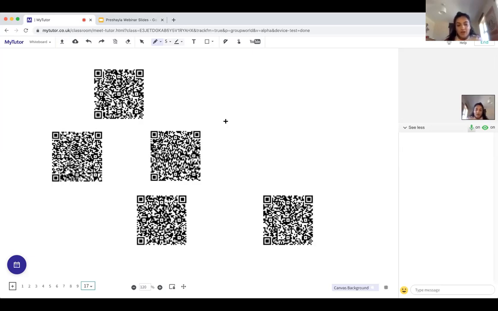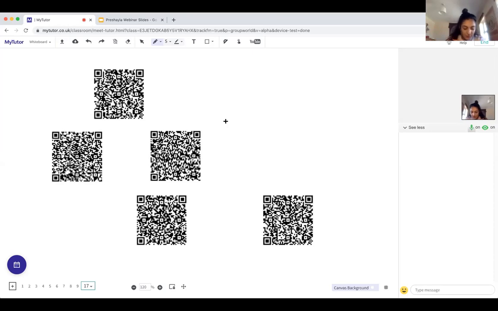Do bear in mind that there was some stuff we covered which was only for higher tier, which is the circular motion, so how velocity changes in a circle, and finding the gradient of a curved line. Those two things you only need to worry about if you're higher tier.